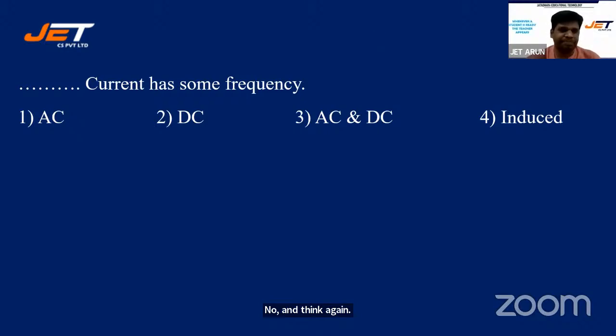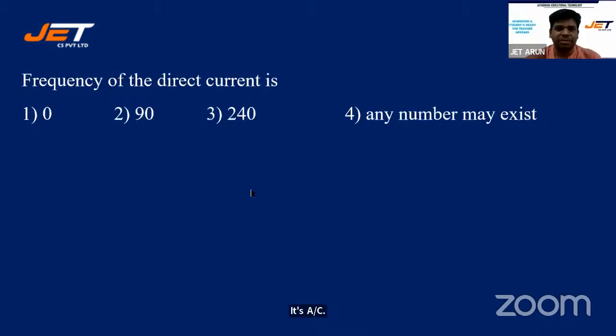Right, let's look at the key. It's AC, students, alternating current. All right. Again, similar question. Frequency of the direct current is 0, 90, 240, any number may exist. Frequency of a direct current.